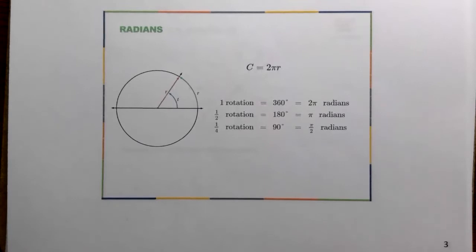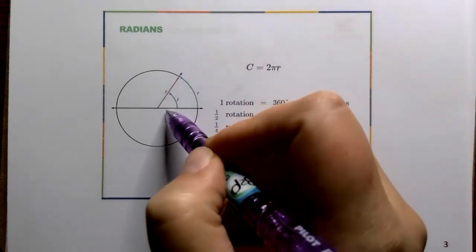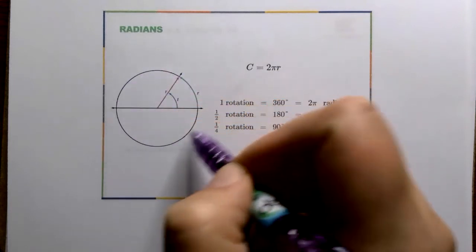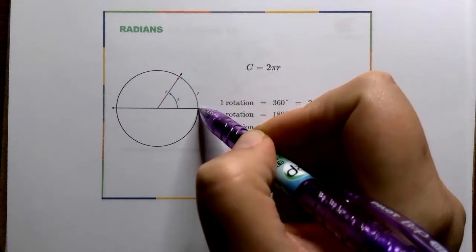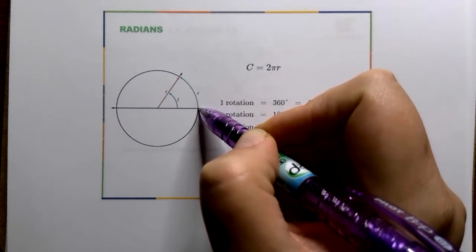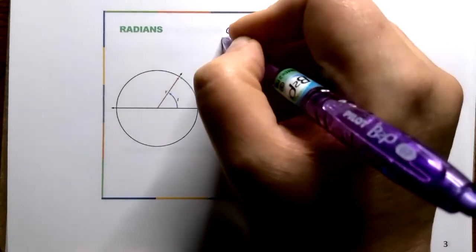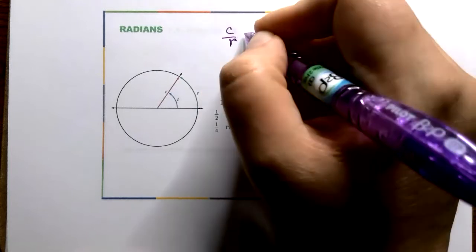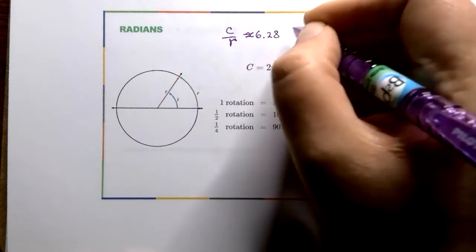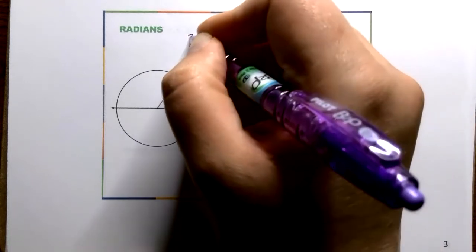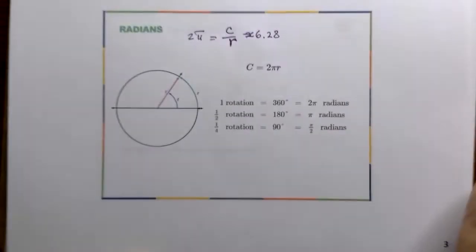Okay, so let's talk about this next slide. We mentioned that the proportion of the full circumference to the length of the radius of a circle is always the same ratio. The full circumference to the radius of a circle is always about 6.28, and that is exactly 2 pi, which equals about 6.28.